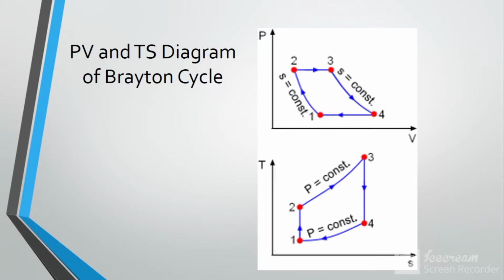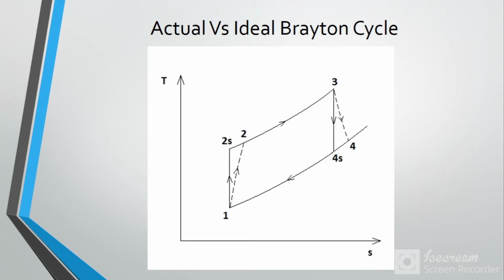Similarly, you can see at the TS diagram, the vertical lines are showing that the entropy is constant, and the curved lines are for pressure, for heat addition and heat rejection. Now what is the difference between actual and ideal cycle? So the TS diagram is in front of you. From 1 to 2 is isentropic compression ideally.